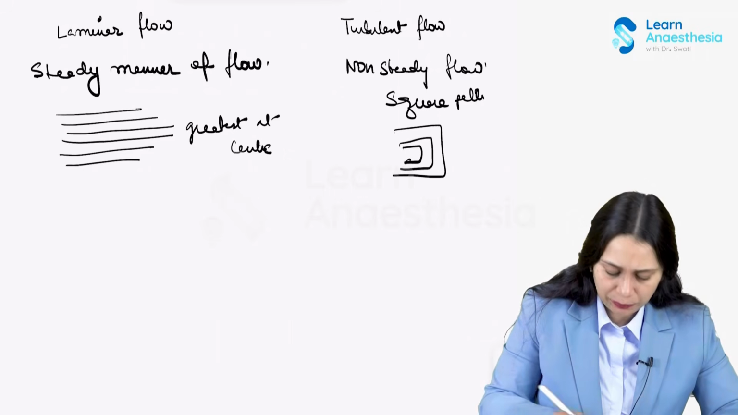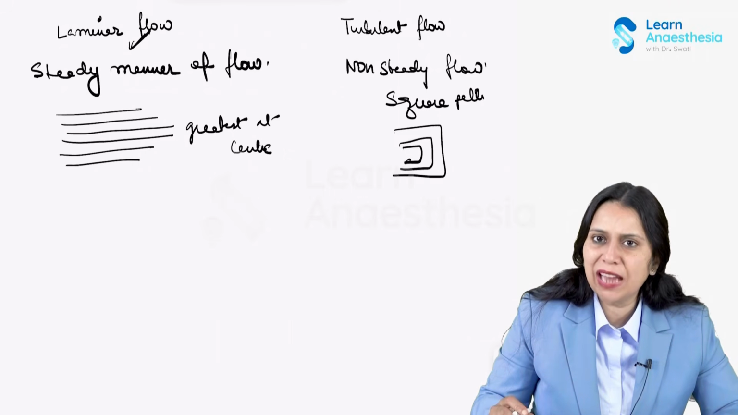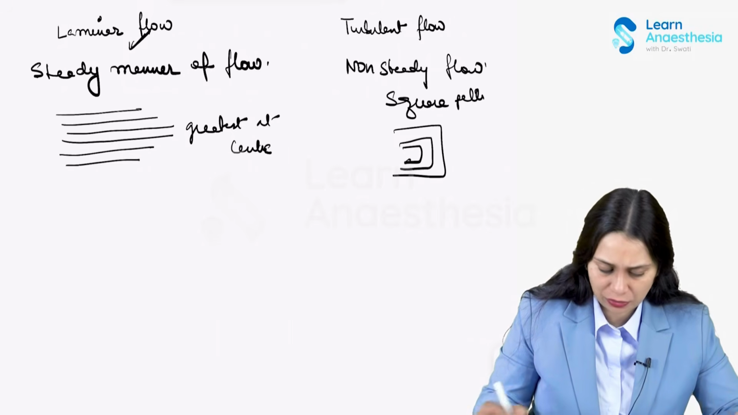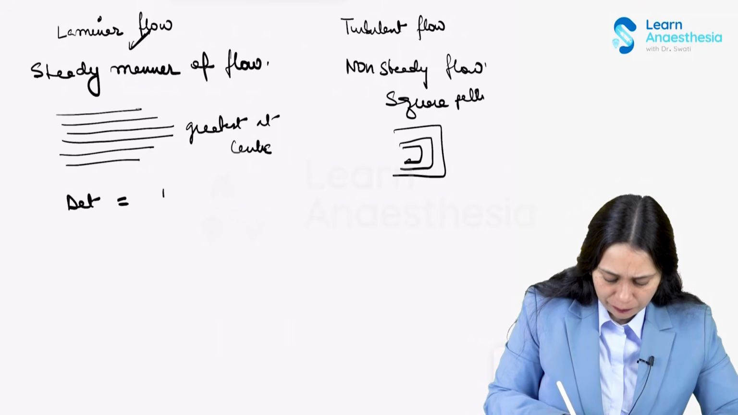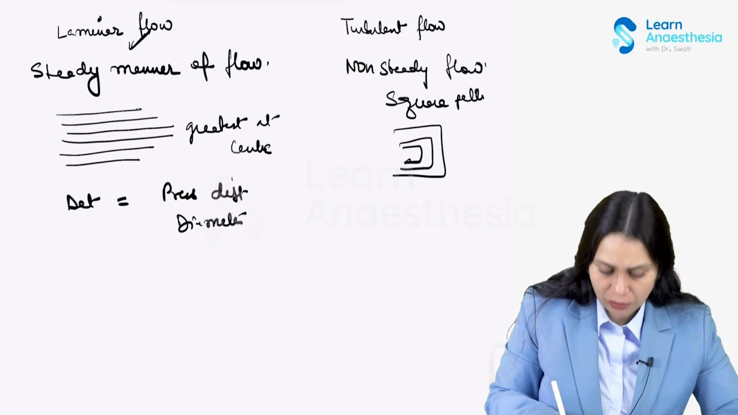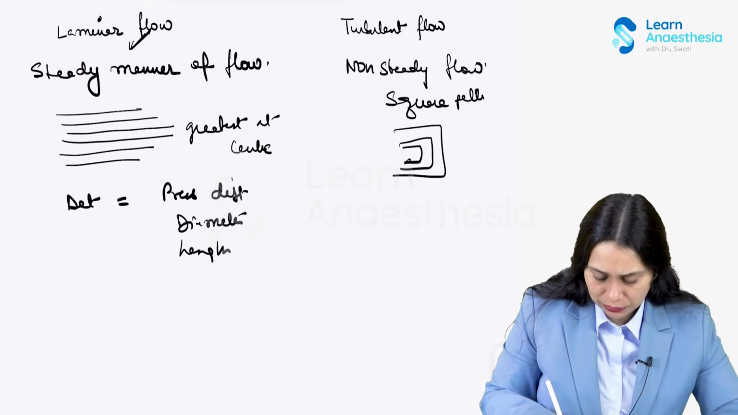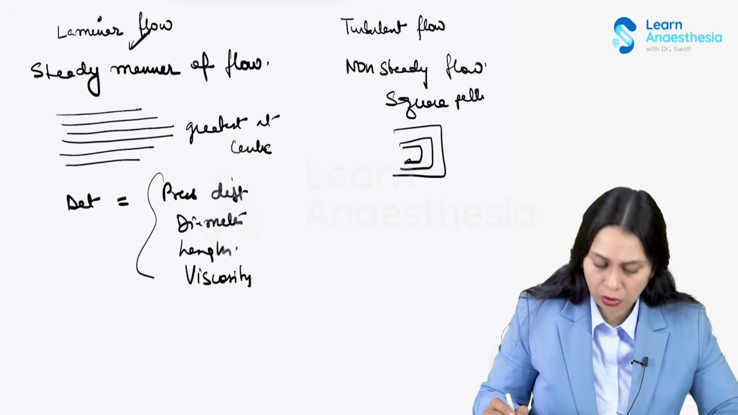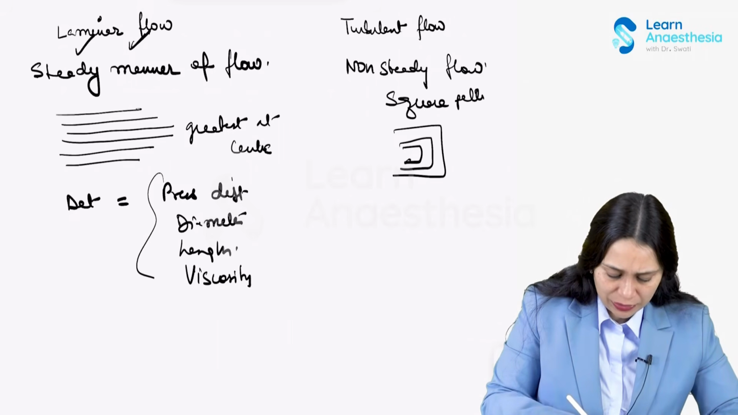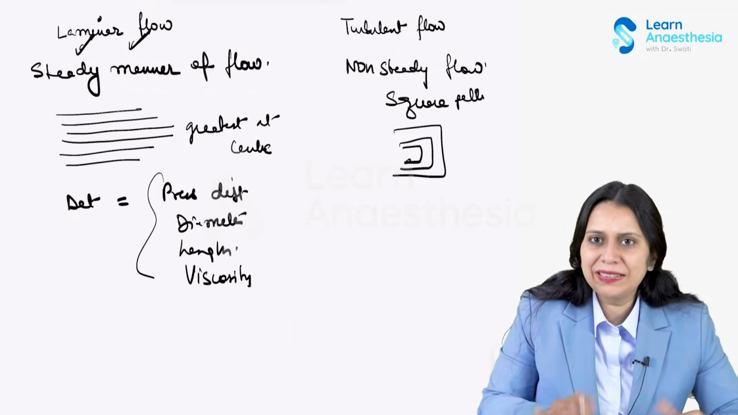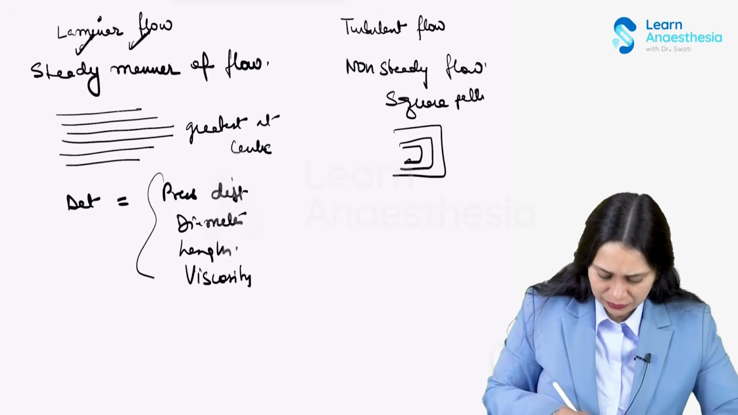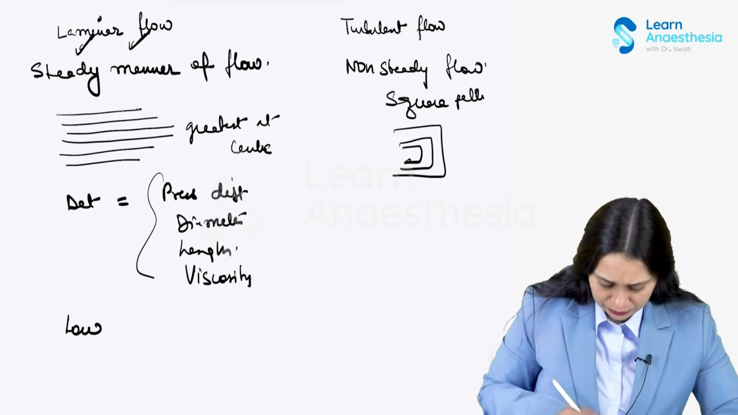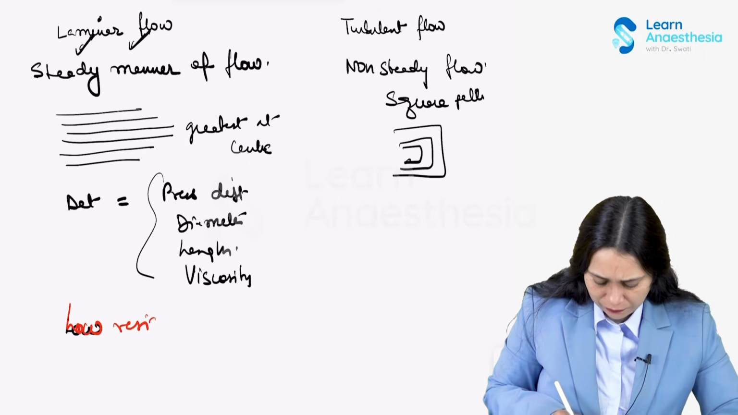So what is the determinant of laminar flow? We have already discussed that laminar flow is governed by the Hagen-Poiseuille law. So the determinants are the pressure difference, the diameter of the tube, the length of the tube, and the viscosity. And when the flow is laminar, it faces less resistance. So it will have low resistance.